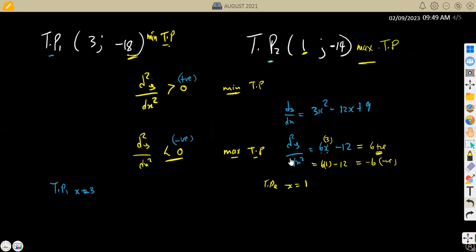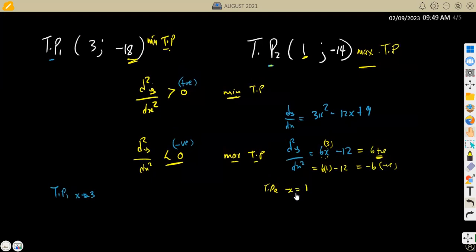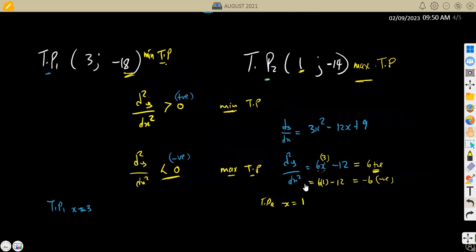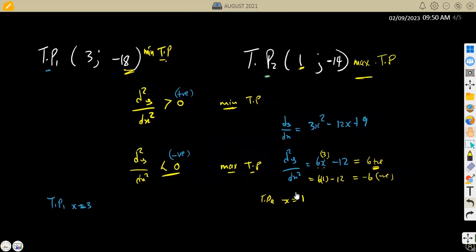So the question is for you to use the second derivative to state whether this is a maximum or this is a minimum turning point.